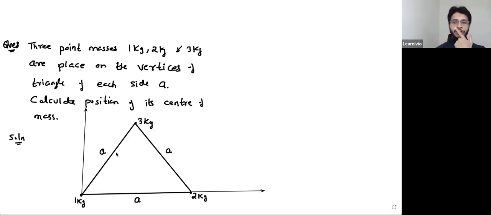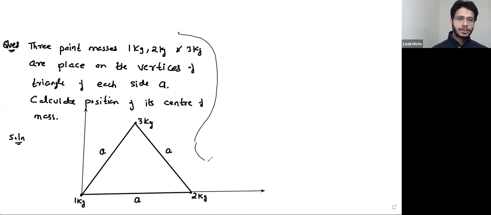Listen, one thing: the coordinates of the center of mass depend upon the choice of origin. Usually in a question, the choice of origin is given. If it is not given, you will have 3 different answers for 3 different origins. If Fazil takes 1 kg as origin, the answer would be different. If Noor takes 2 kg, or Sania takes 3 kg as the origin, the answer would be different, because coordinates depend on the choice of origin. Here the origin is given: 1 kg is the origin.